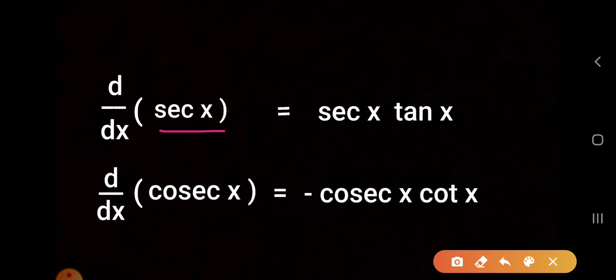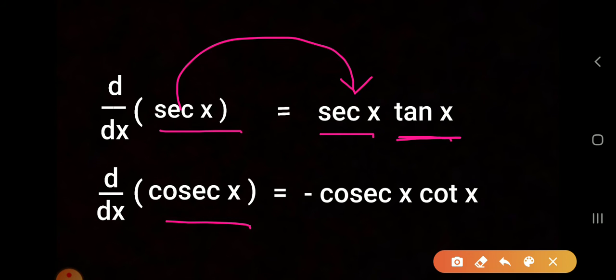Here secant x and cosecant x also take this form, secant x as it is, and you should multiply by the identity friend, tan x. We have already learned that secant square x minus tan square x equals 1, that is trigonometric identity 2. In that, secant x and tan x are friends, that's why I'm saying tan x is the friend of secant x, so I'm writing the product of secant x into tan x.